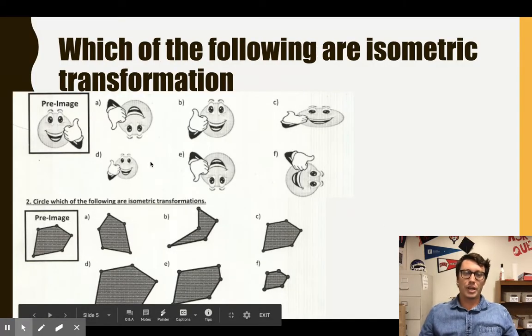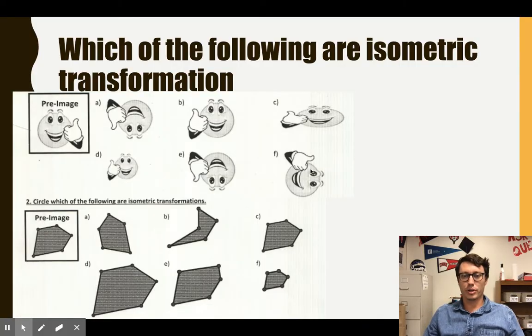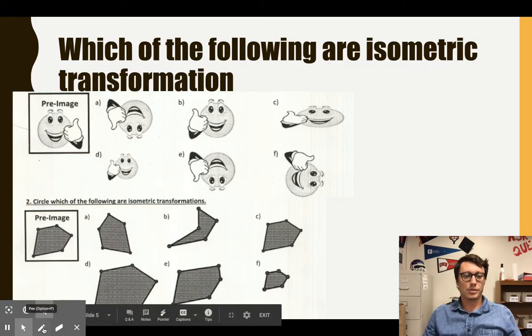Which of the following are isometric transformations? There are multiple answers. Go ahead and pause the video. Think to yourself, what are those answers? Good, pause. Let's take a look.